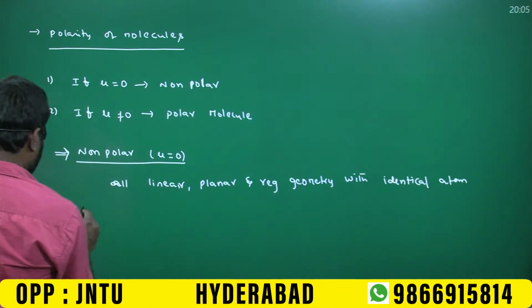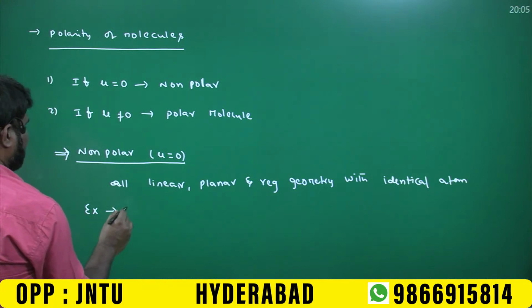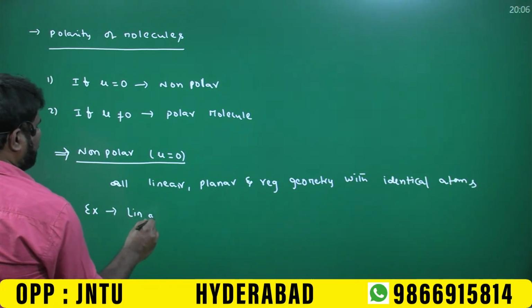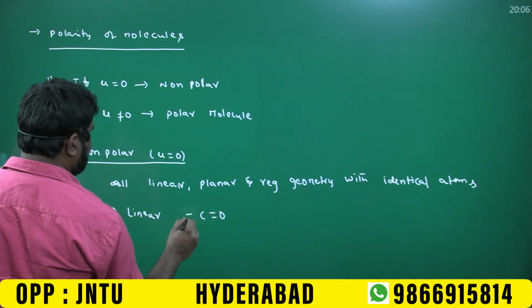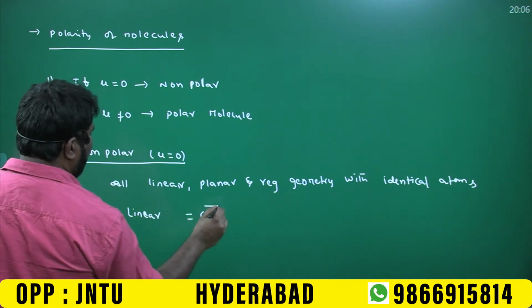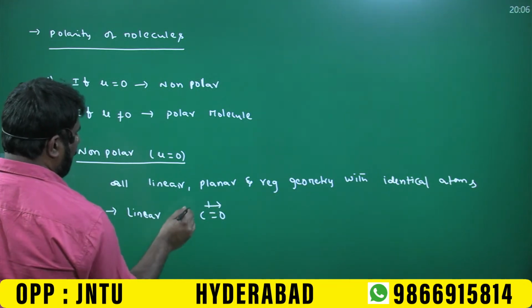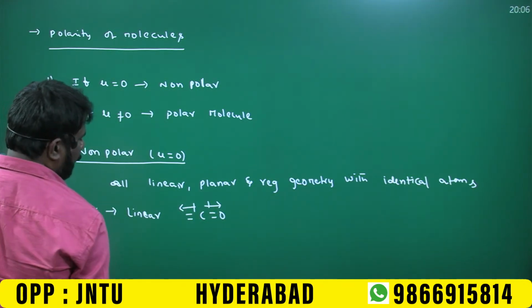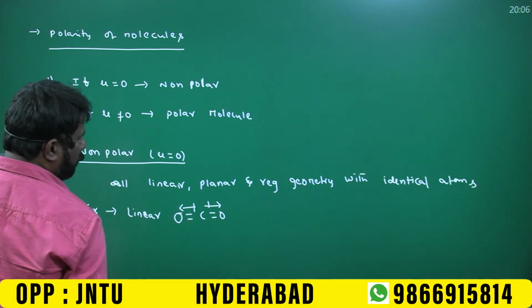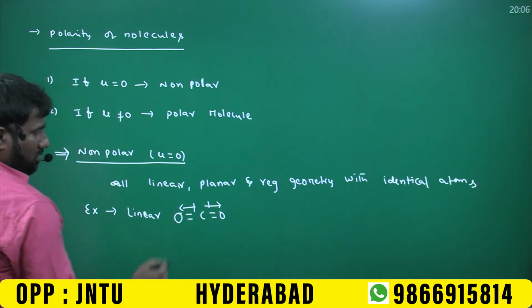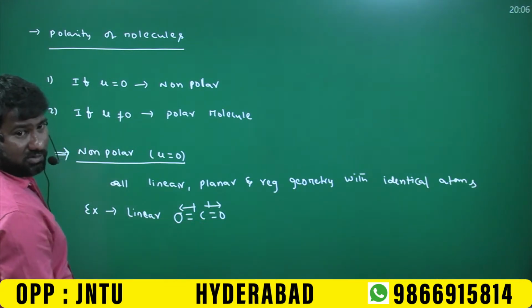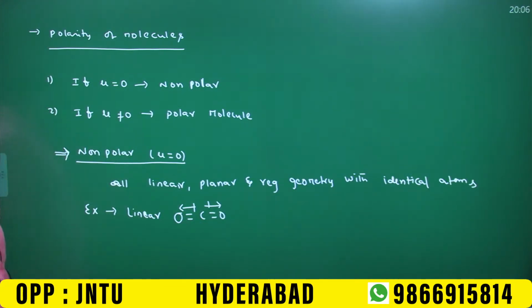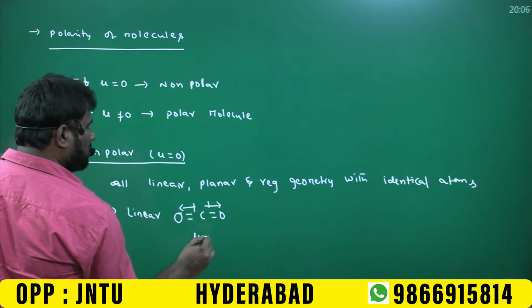For example, take a linear shape. The best example for linear is CO2, with C double bond O on both sides. As discussed already, this is one vector quantity and this is another vector quantity. Two vector quantities act in opposite directions, and one vector can nullify the other. So mu equals 0.